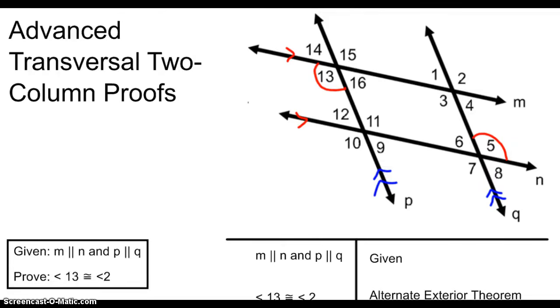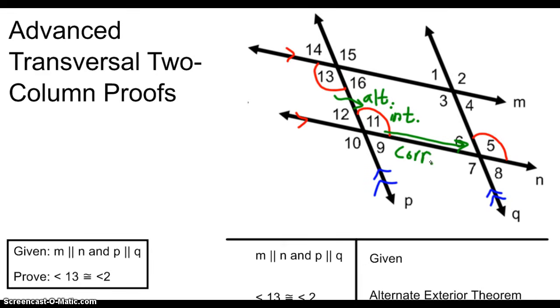So just like on the first page, let's start circling things that are congruent to 13. Well, 11 is congruent to 13, and 11 is congruent to 5. Okay, well, why are 13 and 11 congruent? Well, those are alternate interior angles. That's what those are, alternate interior. And why is 11 congruent to 5? Those are actually corresponding angles.